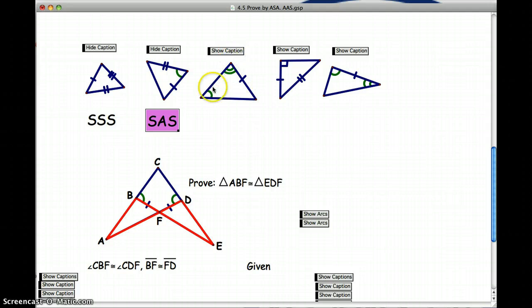Okay, so I have an angle congruent here, and then the non-included side, so that's your angle side. Okay, what about this one? I have an angle, a right angle, and a side. No, I don't have angle side. Think about it. You'll get it in a minute.